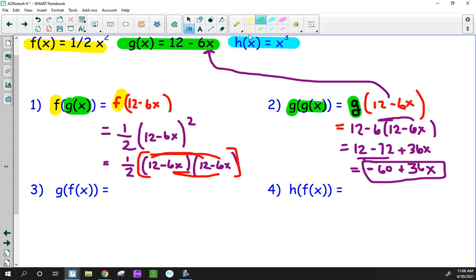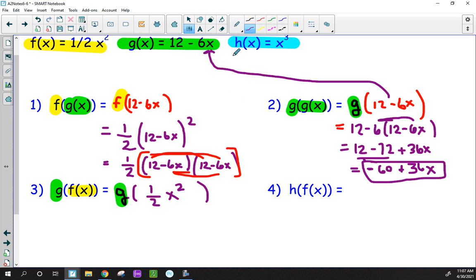Let's try number 3. Number 3 has a g function and f function. So following my kind of highlights there means I go to the g function, I copy it down, copy the letter down, or the name. I go to my directions and I work inside the function first. My directions for f is 1/2 x squared. So I copy that down.